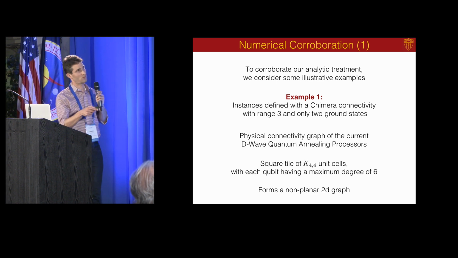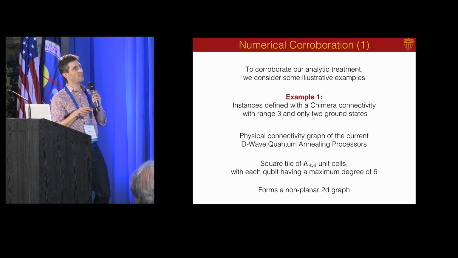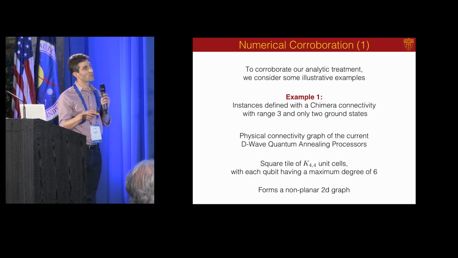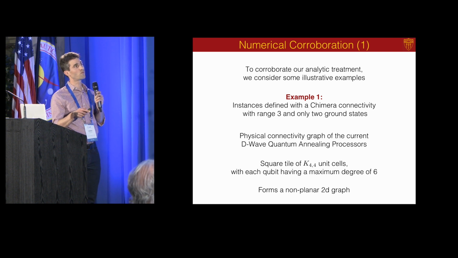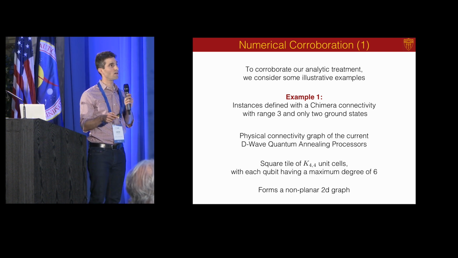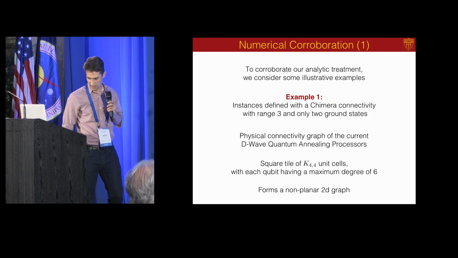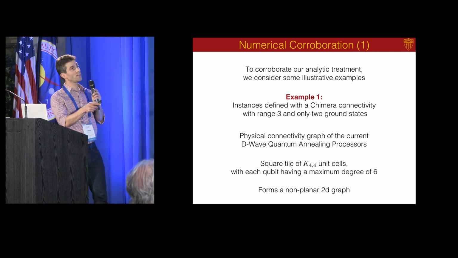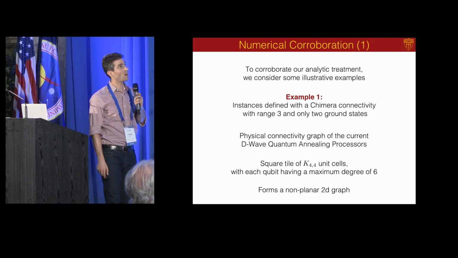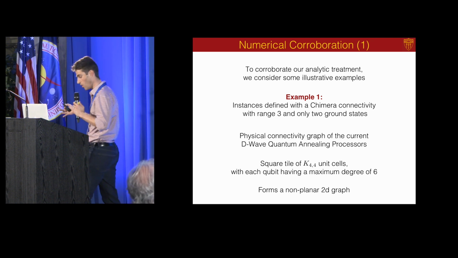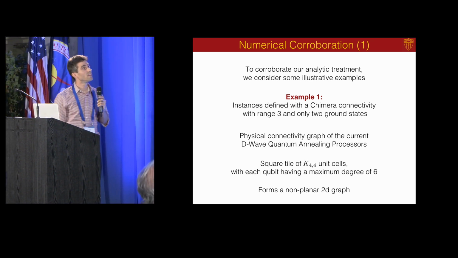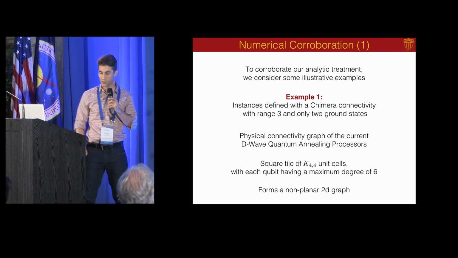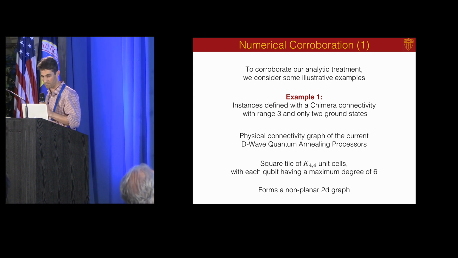One way to think of it, what it actually is, is simply a square grid of unit cells. Each unit cell has 8 spins. And the connectivity within the unit cell is a K44 connectivity. And the maximum degree of a qubit is 6. So what this does is that it forms a non-planar 2D graph. Now, range 3 just means that the couplings in my Ising Hamiltonian go from -1 to 1 in steps of 1/3. And these instances are designed in a very specific way such that they only have 2 ground states, and we know what those 2 ground states are.